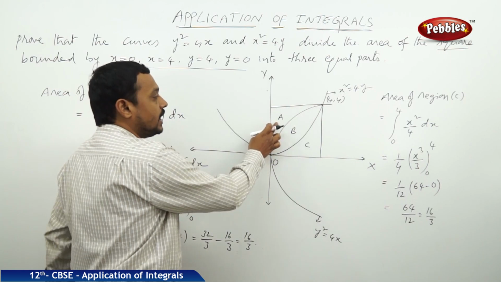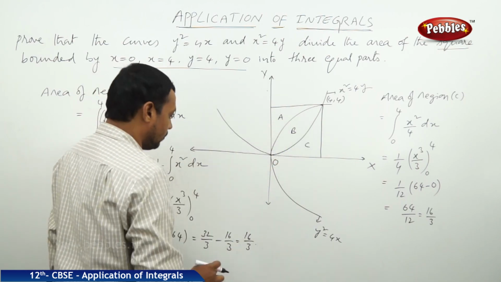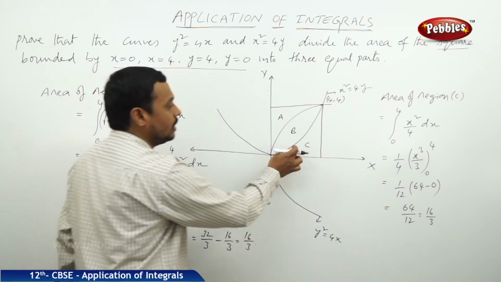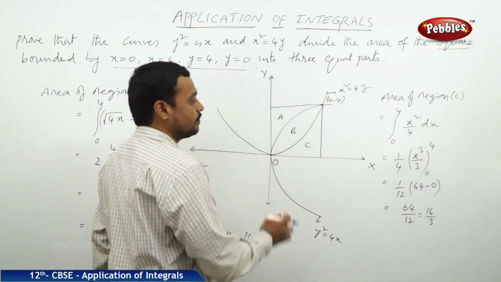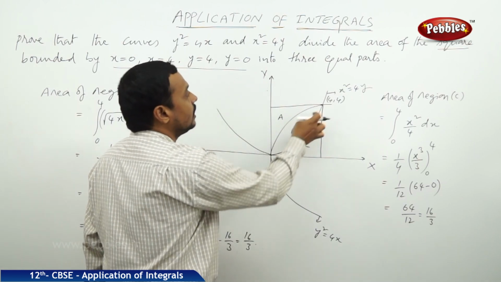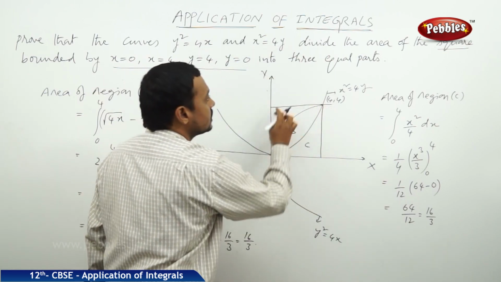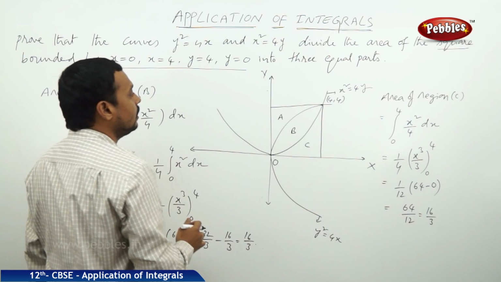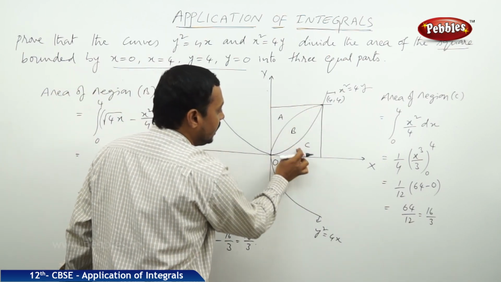So area of the region A is equal to 16 by 3, area of the region B is also 16 by 3, and area of the region C is also 16 by 3. That means the three areas are same. Hence the given two curves divide the area of the square bounded by the four straight lines into three equal parts.